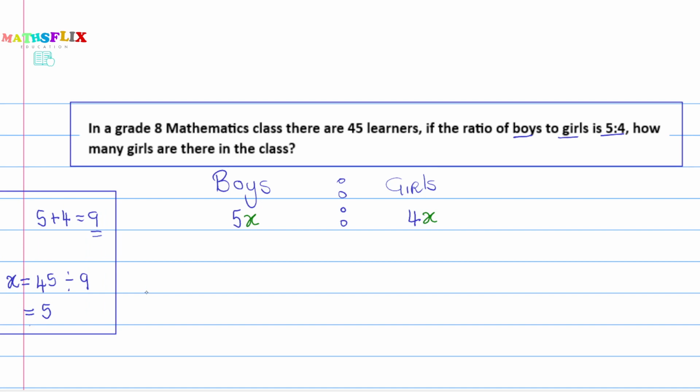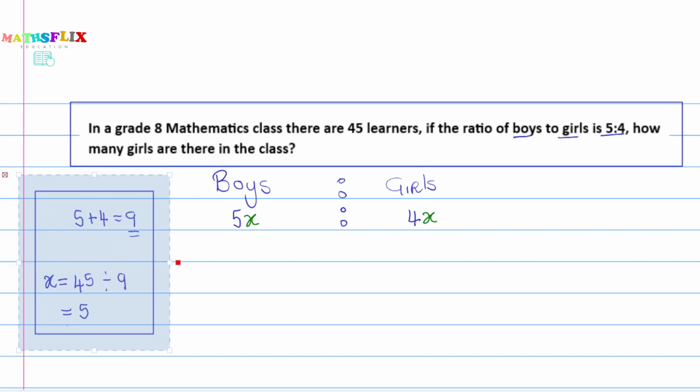Let me quickly move this closer. There we go. We have found our scale factor. Now take your scale factor and just sub it in. 5 times 5 is 25. And then 5 times 4 is 20.